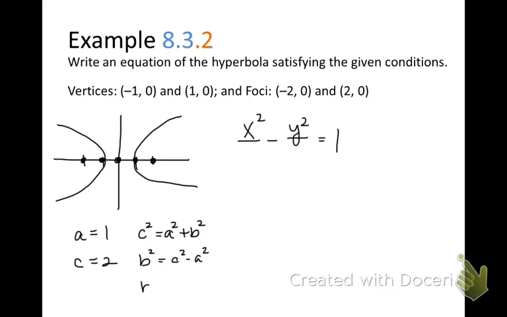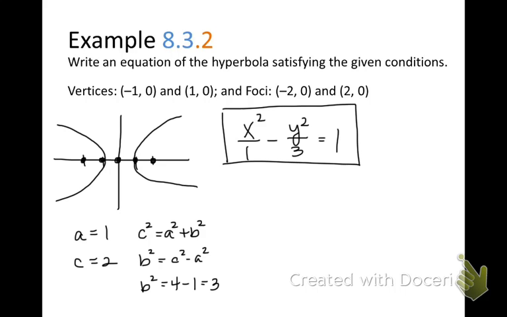But what is c squared? What is a squared? So b squared is going to be 3, right. So when I go up to my equation, where do I put the 3? Do I put the 3 underneath y squared or x squared? Right, it's my b value. It should always go underneath the negative term. What should go underneath x squared? 1, my a value squared, right? And then that's all I have to do. I have come up with my equation and I am done. Any questions on that one? Nope. Okay.